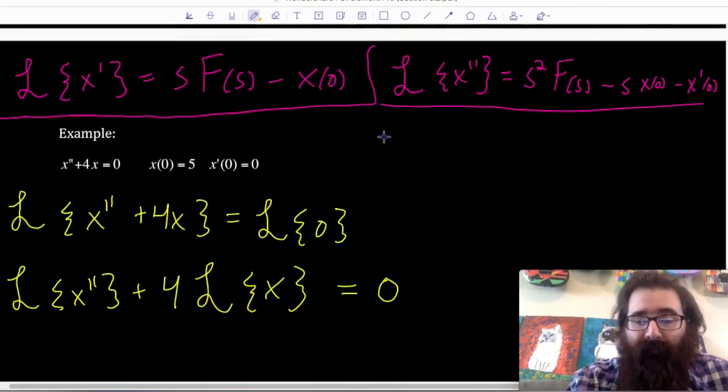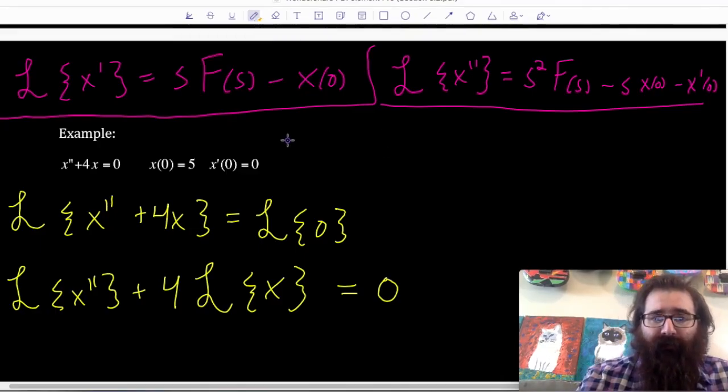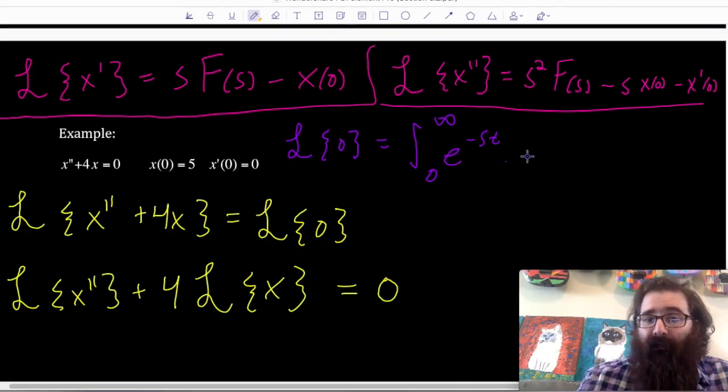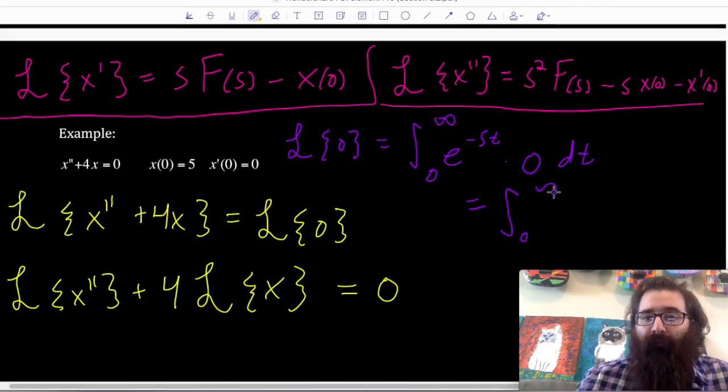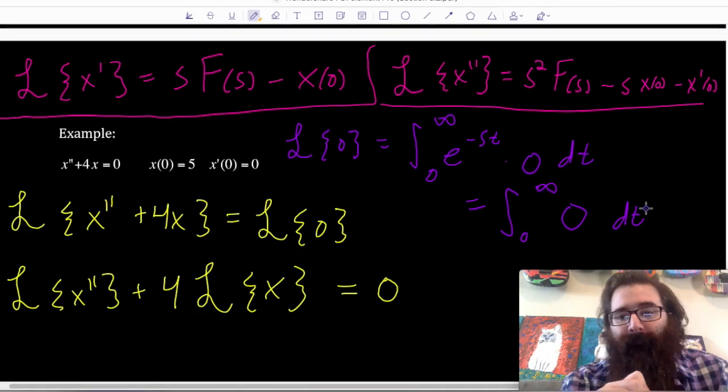I'm a math instructor. The Laplace transformation applied to the function 0, by definition, is the improper integral from 0 to infinity of e to the minus st times my function, and here my function is 0. Now if my function is 0 and I multiply the exponential function by it, this is going to give me the improper integral from 0 to infinity of 0 with respect to t.